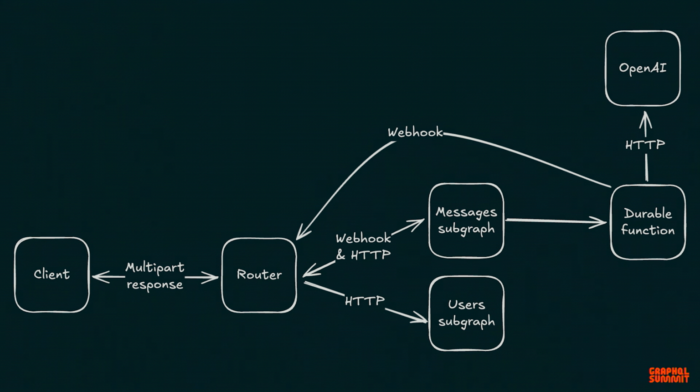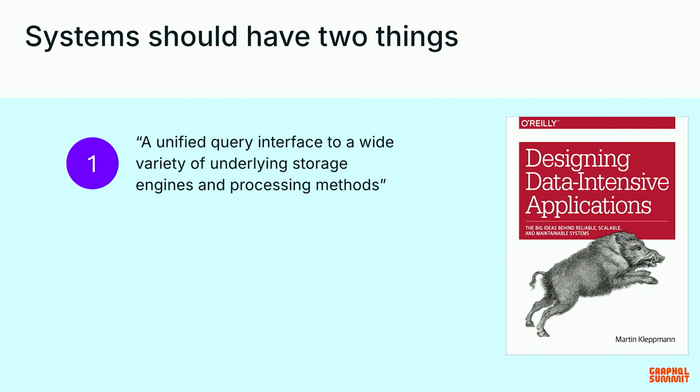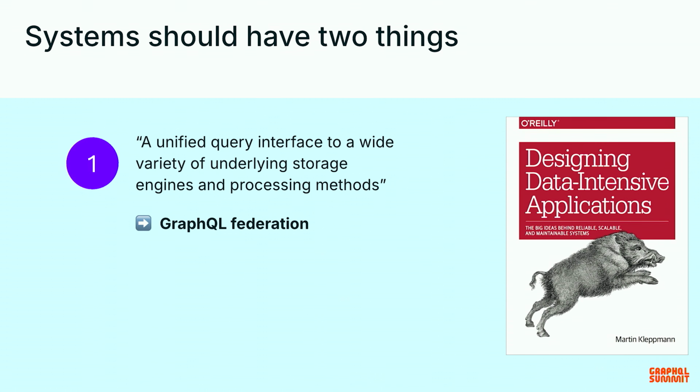And I think it sort of fits what Martin Kleppmann recommends in the Bohr book, the Bible of Distributed Systems. Towards the end of it, he says, like, based on all the stuff that I've taught you earlier in this book and all the problems, systems that you build should have two things. And the first thing is a unified query interface to a wide variety of underlying storage engines and processing methods. This might sound familiar. If you put a subgraph in front of all of your storage engines, then you could federate them in a unified query interface. So I recommend GraphQL Federation for this.